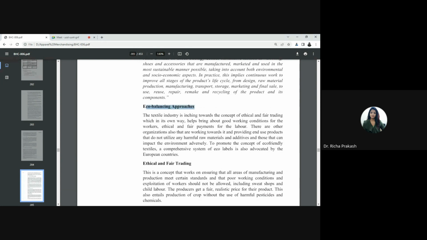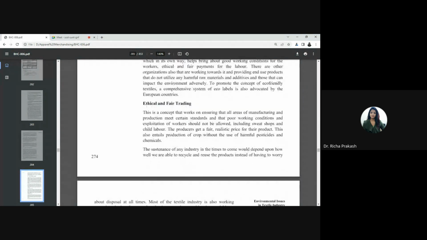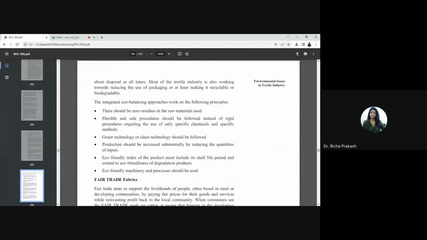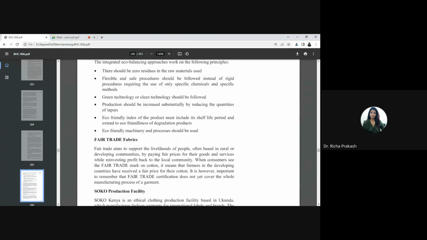We have eco balancing approaches. How can we balance the environment? Ethical and fair trading. See, all those people who work, they have to be paid properly. If someone is spreading urea in the paddy fields, they have to have protective clothing. So sustainability doesn't only mean buying less, it means much more than that.